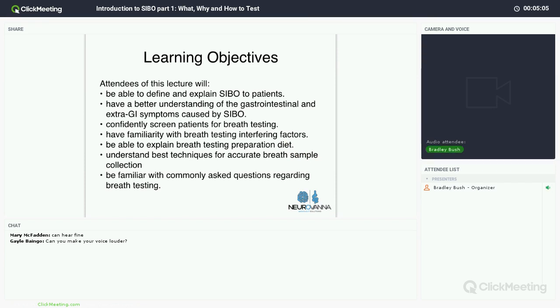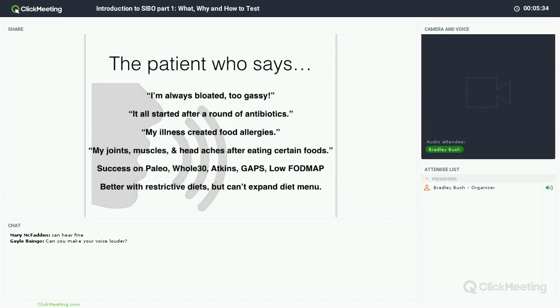You'll learn to confidently screen patients for breath testing, have familiarity with breath testing, without worrying about interfering factors. Be able to explain breath testing preparation diets to your patients and understand the best techniques for accurate breath sample collection, and be familiar with commonly asked questions regarding breath testing.